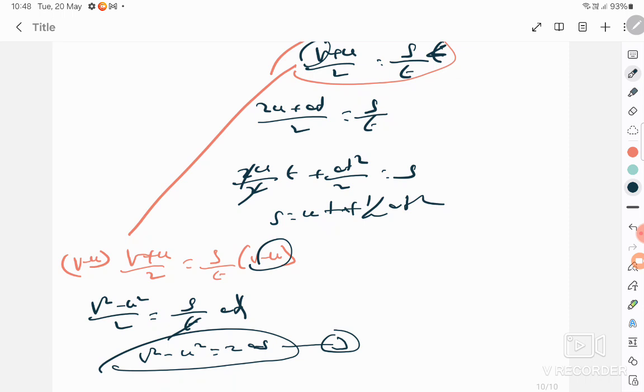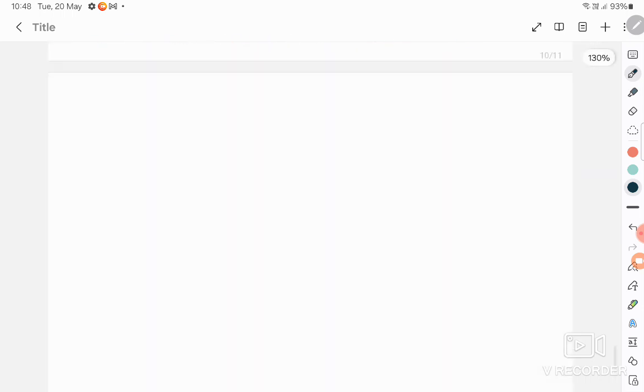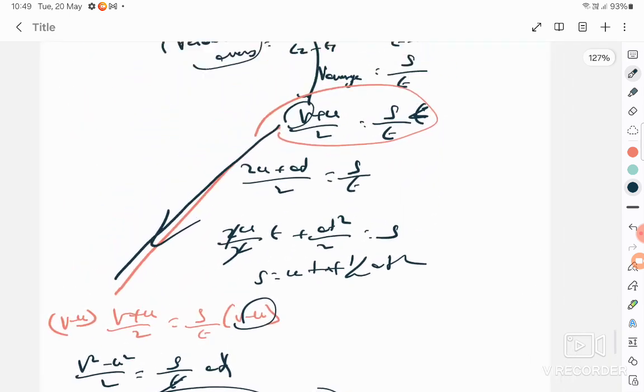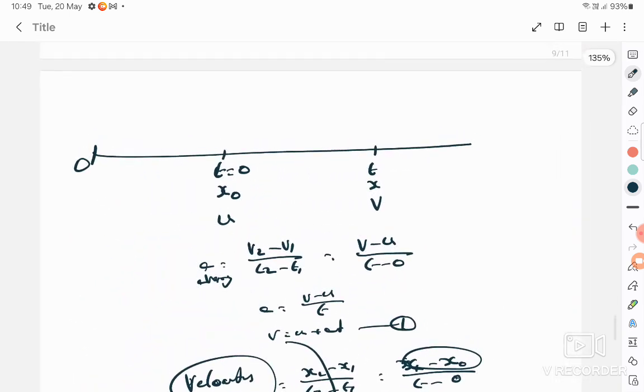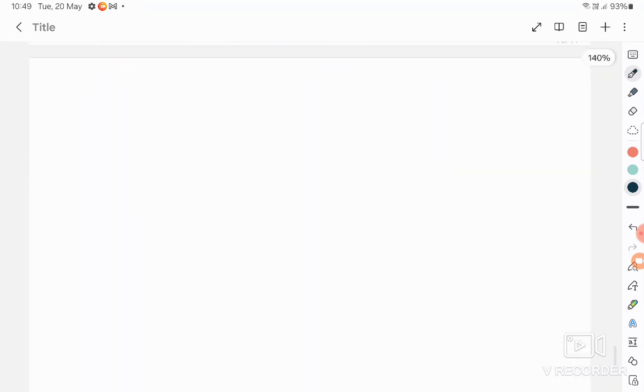Play it again and again. Become clear as to how you're getting it from here and writing. That is your third equation of motion. This is about the general method, a kinematic equation for a uniformly accelerated motion. A uniformly accelerated motion is a straight line motion, and you write it like this.